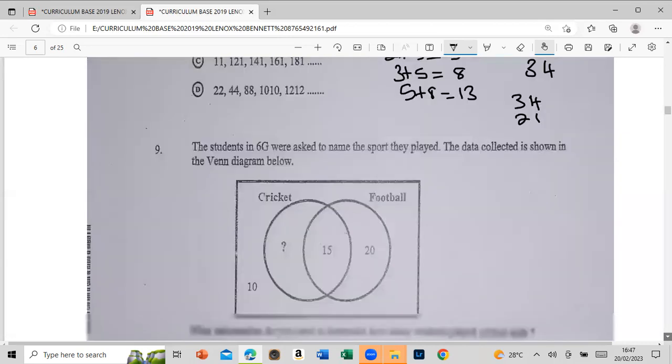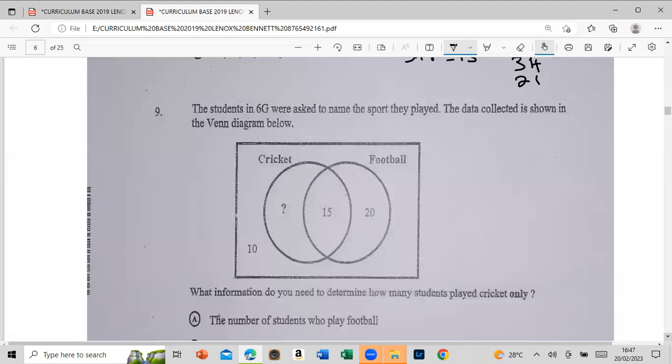Let's move on to number 9. The students in 6G were asked to name the sport they played. Data collected is shown in the Venn diagram below. What information do you need to determine how many students play cricket only? Now, this question sign should represent cricket only, since this 20 represents football only.